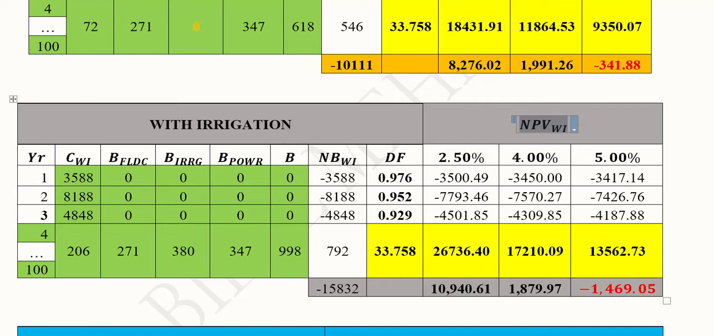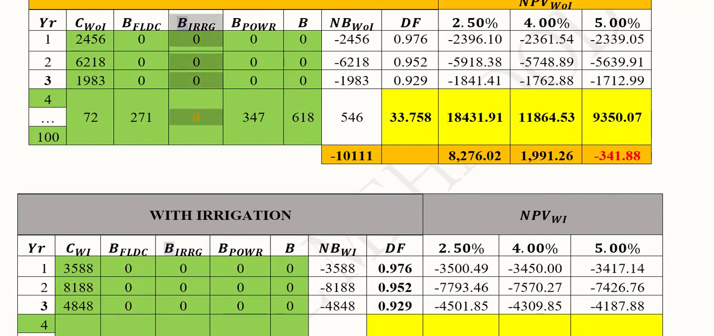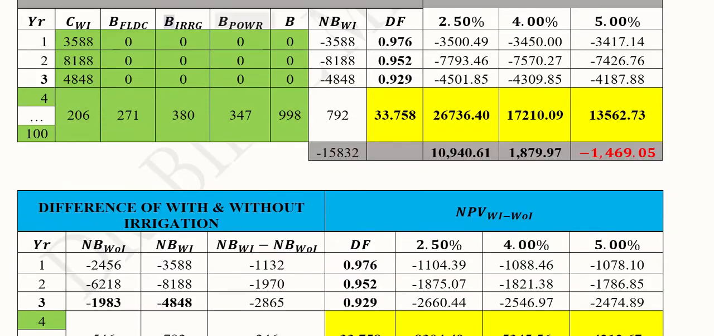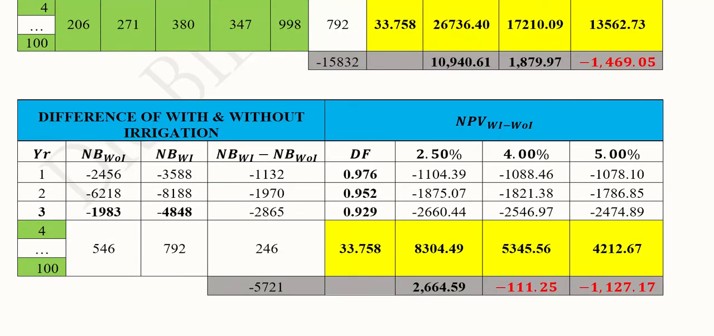Now these are the two values that we cannot compare straight away, because in this case irrigation benefits are there and here the irrigation benefits are missing. And again we have the costs that are different because of the without irrigation possibility and with irrigation possibility. So for this we can find out the difference of the two possibilities, and here we are, the years are mentioned as they were before. The net benefits without irrigation and with irrigation are mentioned in these two columns.